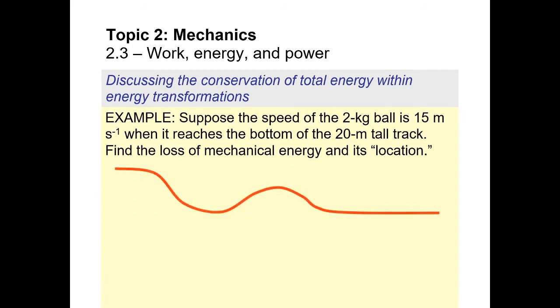Here we go. So a similar problem to what we started with. We have the 2 kilogram ball. It's going 15 meters per second when it reaches the bottom of the 20-meter tall track. Find the loss of mechanical energy and its location.